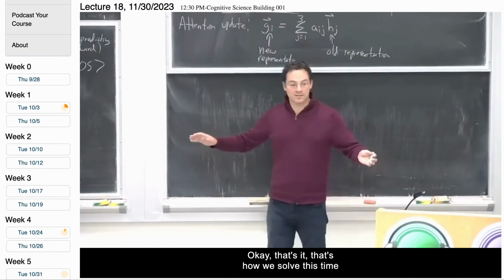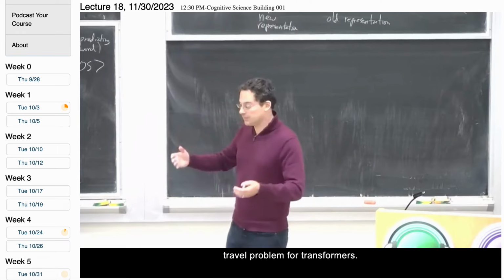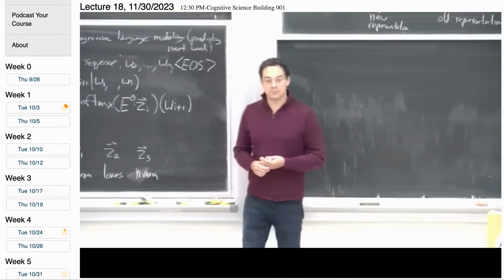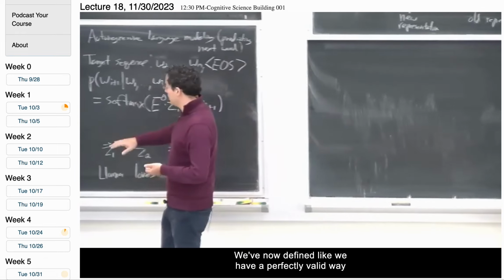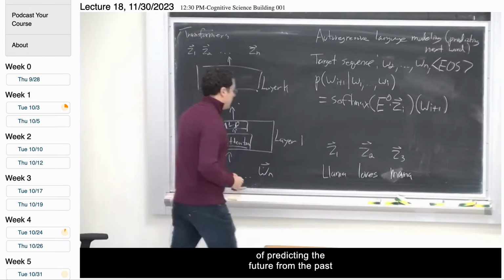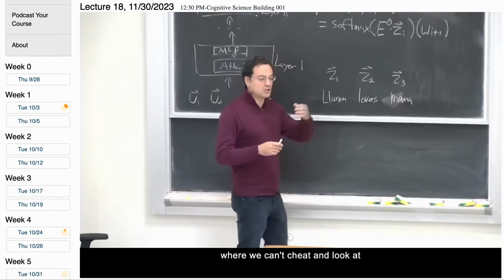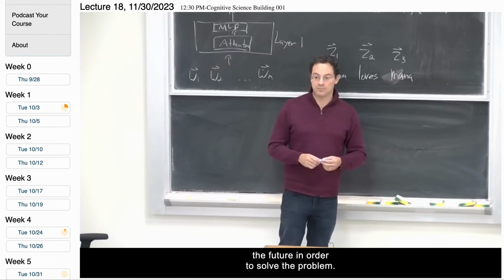Okay, that's it. That's how we solve this time travel problem for transformers. We now have a perfectly valid way of predicting the future from the past, where we can't cheat and look at the future in order to solve the problem. Any questions?